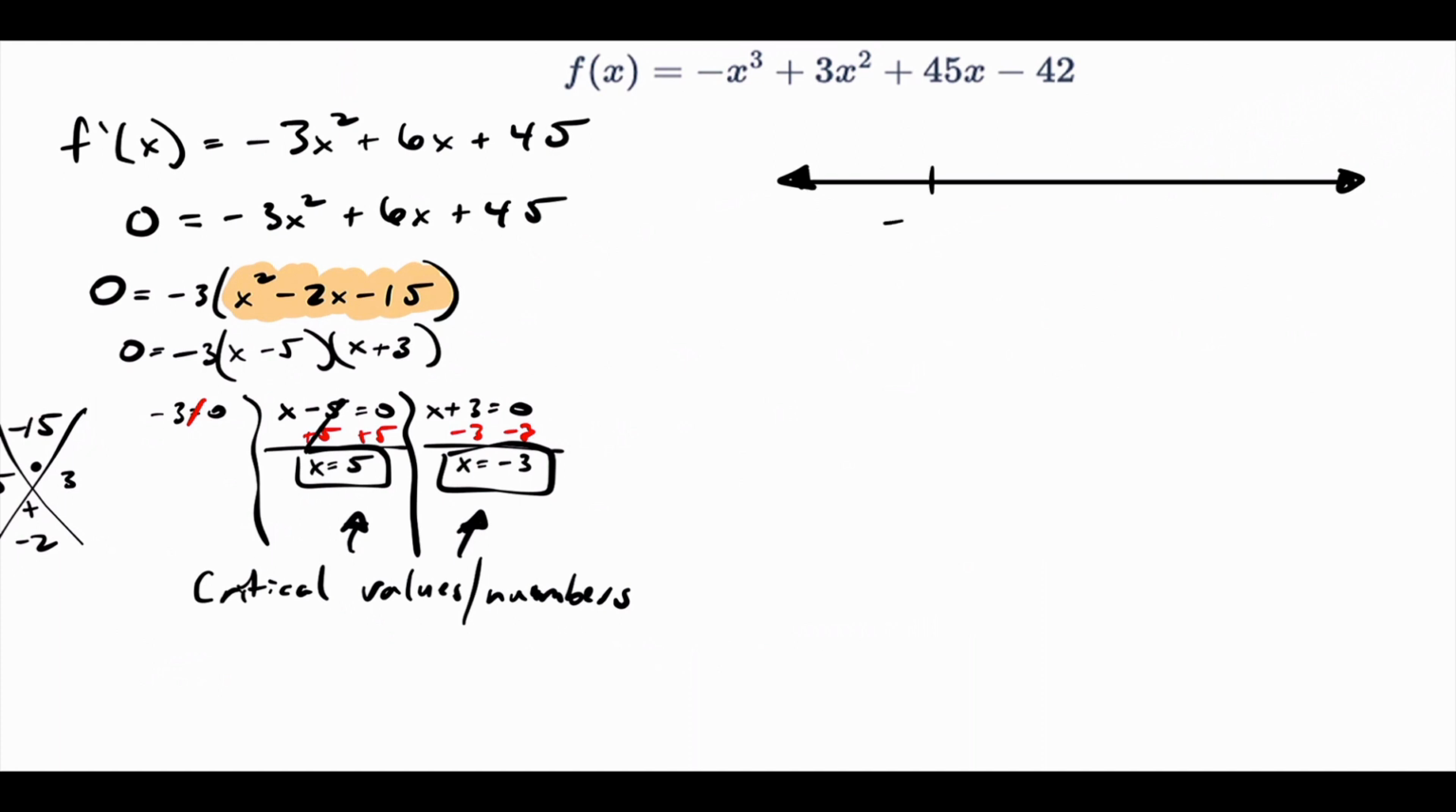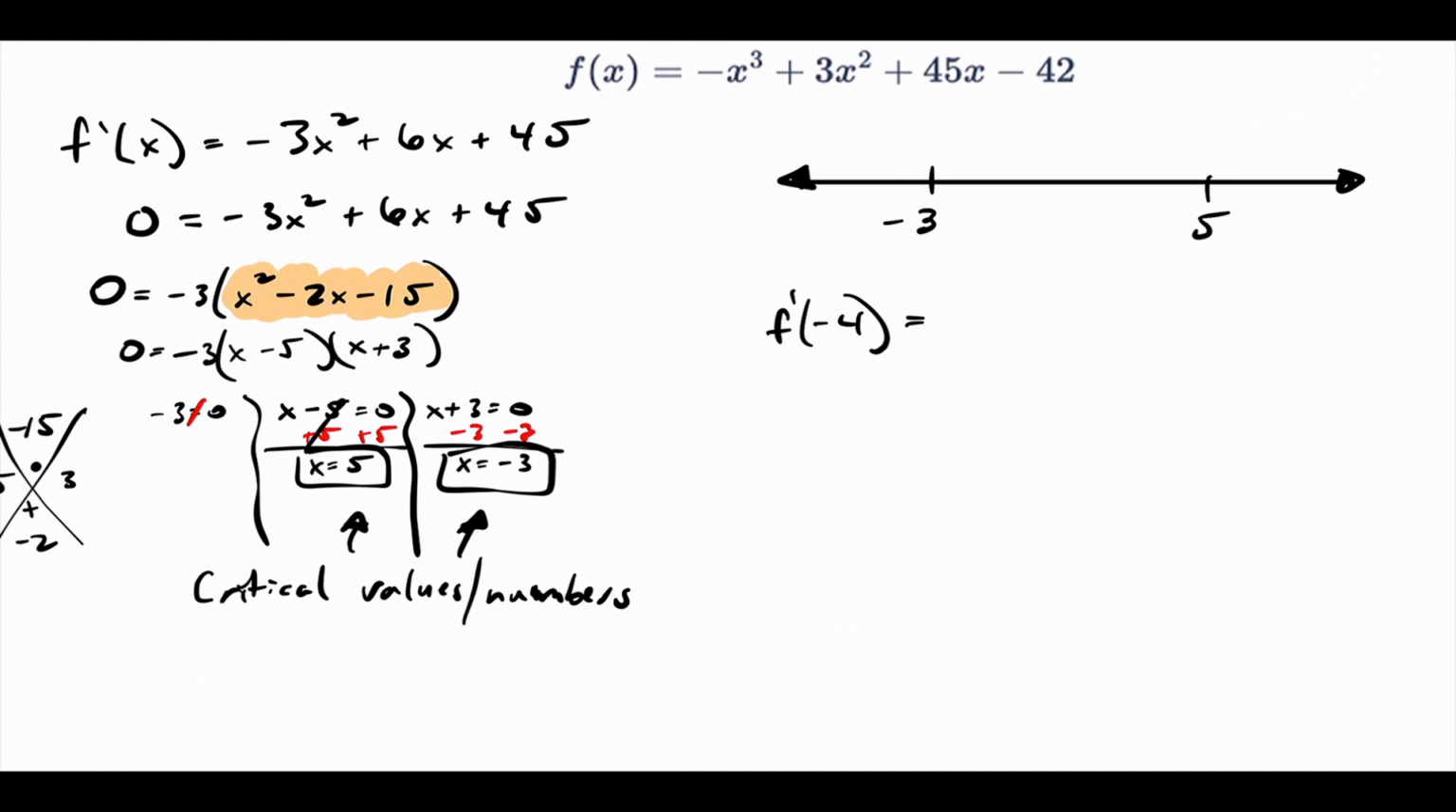So negative 3 is over here, positive 5 is over there. Pick a number less than negative 3, pick a number in between negative 3 and 5, pick a number greater than 5, and see what type of number you get, positive or negative. That'll tell us if the function is increasing or decreasing. So first thing I'm going to do, let me plug in negative 4 to the derivative. Now, I don't care what the number is. I just want to know if it is going to give me a negative answer or a positive answer.